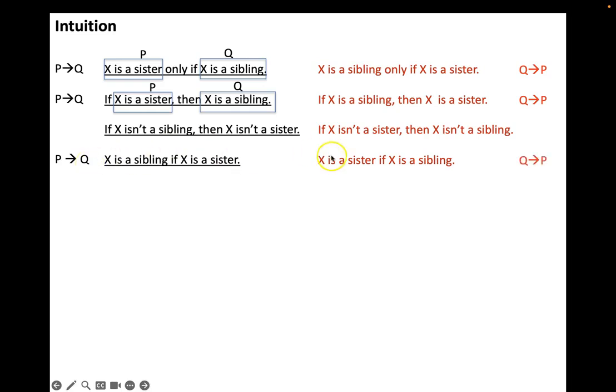In contrast, over here, this one's false, so it's got to be Q arrow P. And then you can see X isn't a sibling, then X isn't a sister, has got to be not Q then not P, because that's equivalent to P arrow Q by contraposition. And if X isn't a sister, then X isn't a sibling, it's got to be not P arrow not Q, since that's equivalent to Q arrow P. So they come out the same truth value. Okay, so that's the intuition. We'll stop this video there, and in the next video we'll talk about the word unless.